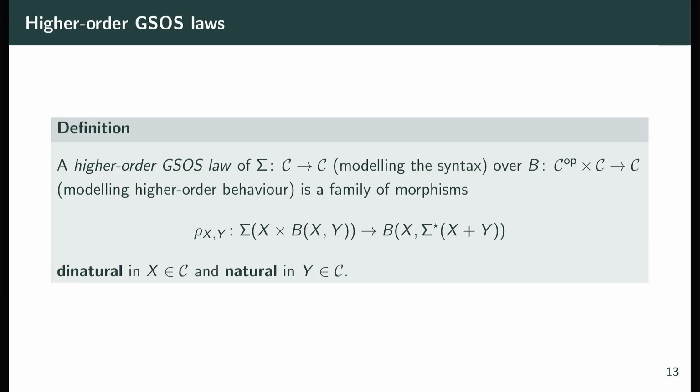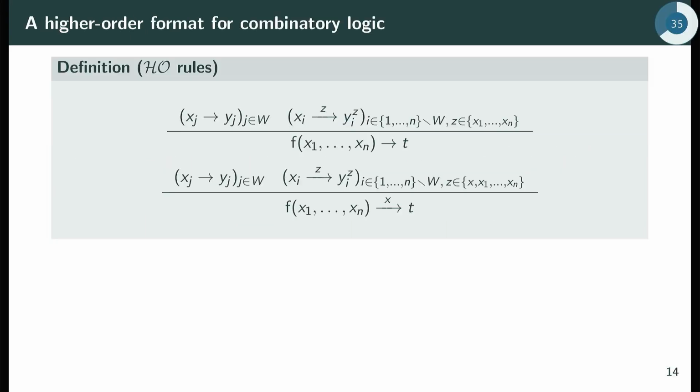So this should remind you of a previous slide. We defined a higher order GSOS law to be this kind of natural transformation here. We're once again modeling syntaxes as an endofunctor, but now we're modeling higher order behaviors as a bifunctor. And in this case, we have an indexed family of functions, which is dinatural in X and natural in Y. And I want to stress that dinaturality here is the suitable notion of parametric polymorphism for bifunctors. Whatever, I think I said this correctly.